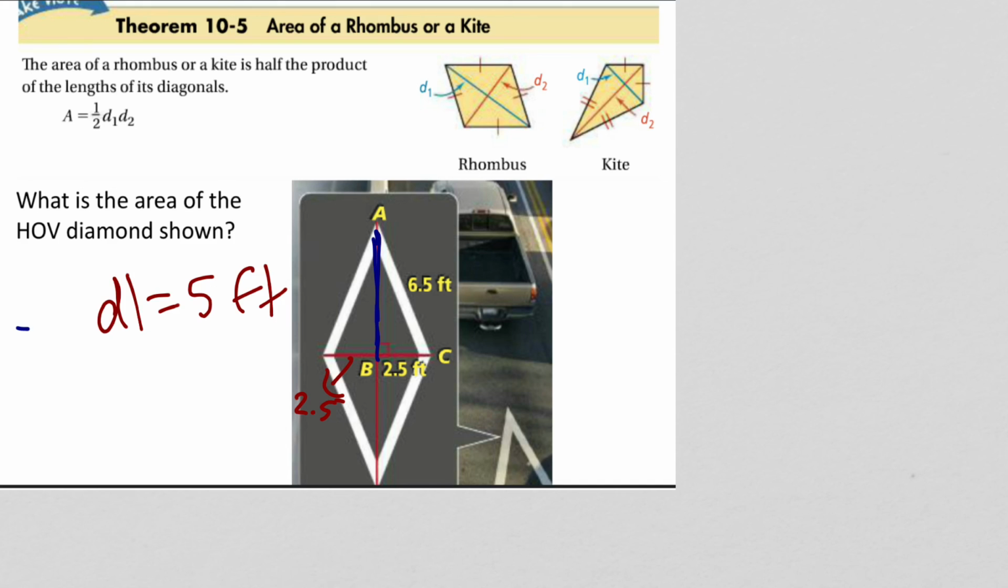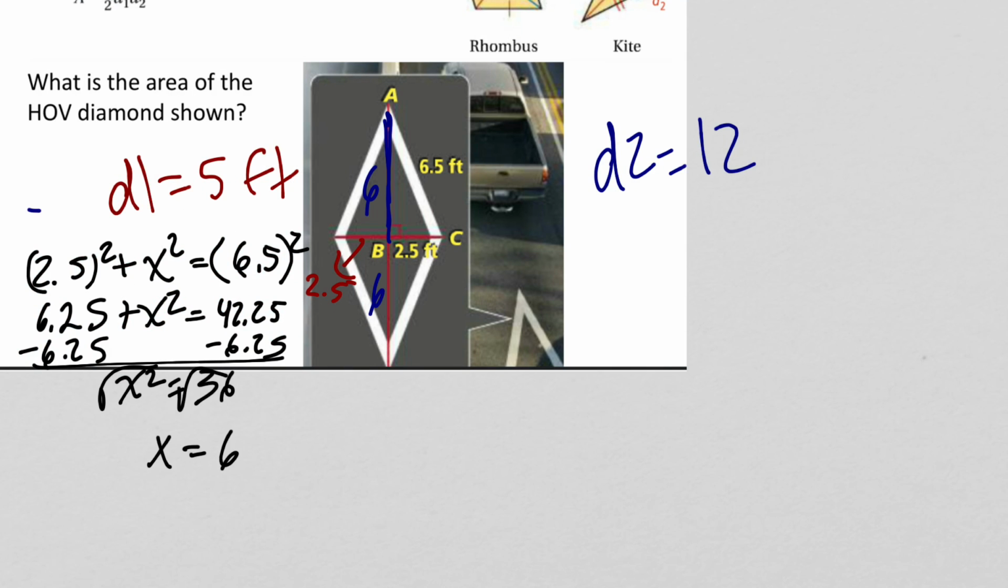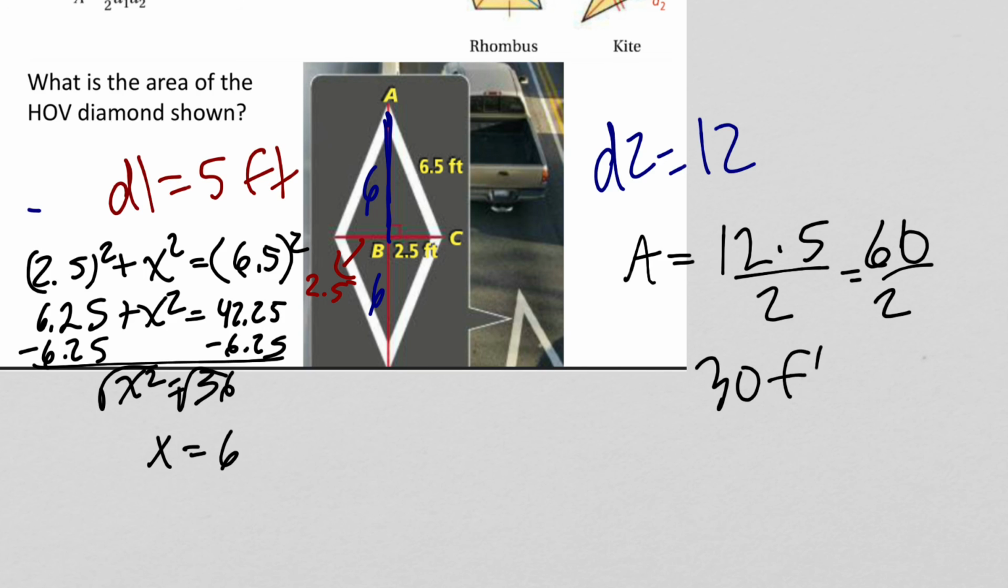How do I figure it out? Well, it's a right triangle. Let's do Pythagoras. Okay, so when I plug in my 2.5 as my leg, my 6.5 is my hypotenuse, because that's opposite the right angle. I work out my Pythagorean theorem, isolate that unknown, and do the square root. I get it to be 6, but again, we want the whole diagonal, so we're doing 6 plus 6, which is 12. So I have one diagonal as 5, the other diagonal as 12, so I'm doing 12 times 5, divided in half. 60 in half is 30, and this is feet squared. So that's the area of this diamond.